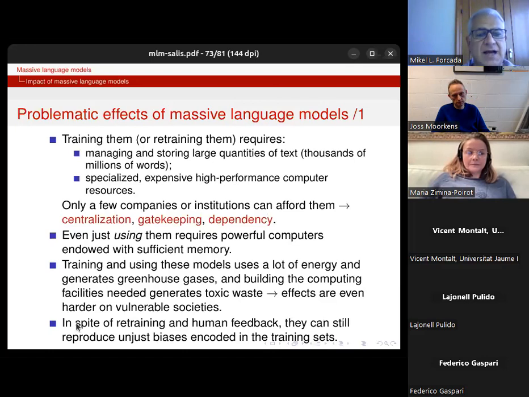And another thing is that even if you retrain and you use this human feedback and so on, these models can still reproduce unjust biases, which are encoded in the training sets. So the training sets are real texts, and they encode a number of unjust biases, and these will show up in predicted text.